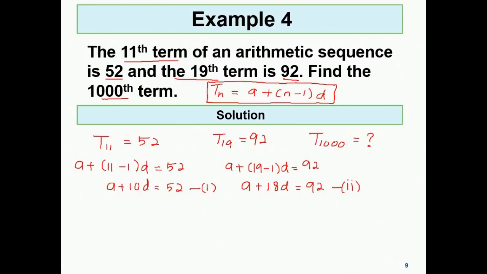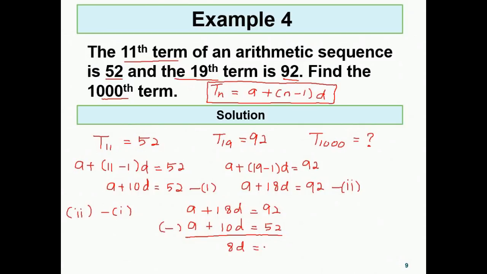Solving simultaneously, equation 2 minus equation 1. So we have a plus 89d is equal to 92 minus a plus 10d is equal to 52. So from here we have 79d is equal to 40. Therefore, d is equal to 5.